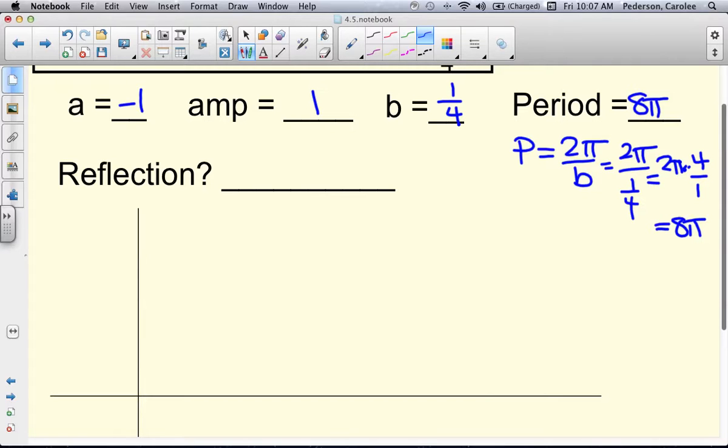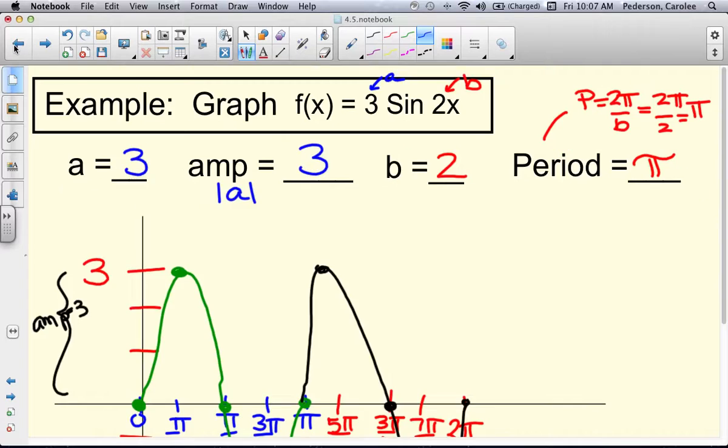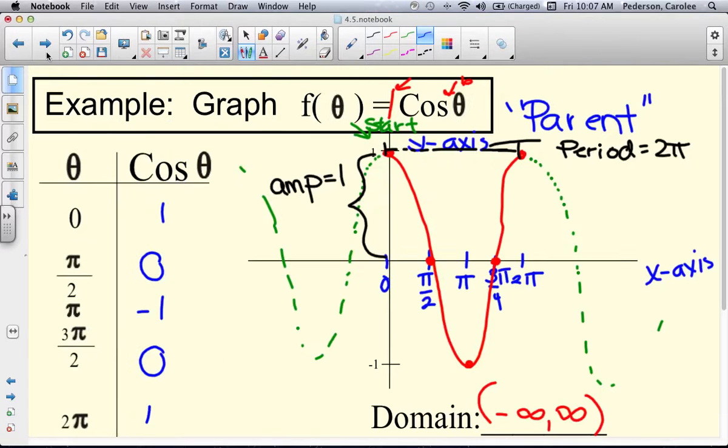The last thing, is there a reflection going on? Yes, there is a negative a. How this affects it, the way I remember it as a student, is that when you have a negative with a cosine, instead of starting at the top of the amplitude, we're going to go to the bottom and start there. So I just remember start at bottom of that amplitude. If we go back to the parent function here, remember where we started? We would instead start down there for this.